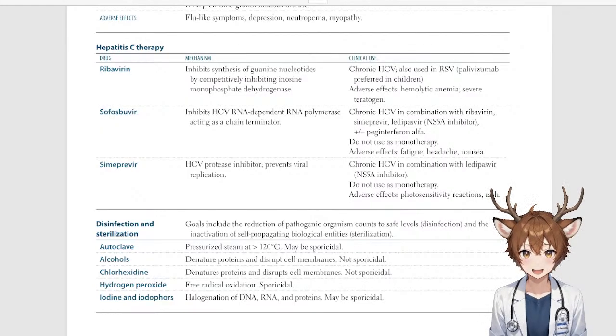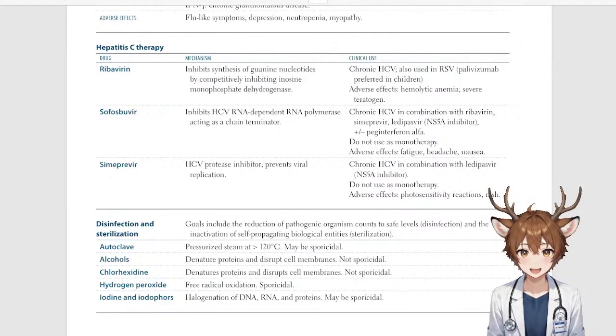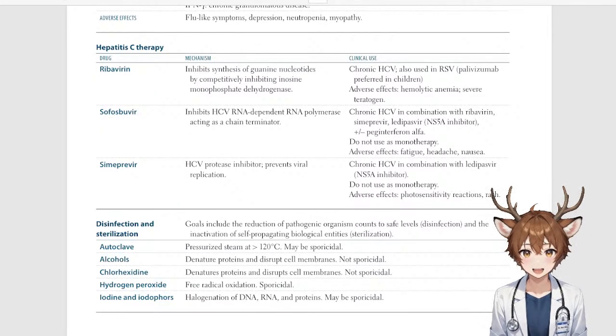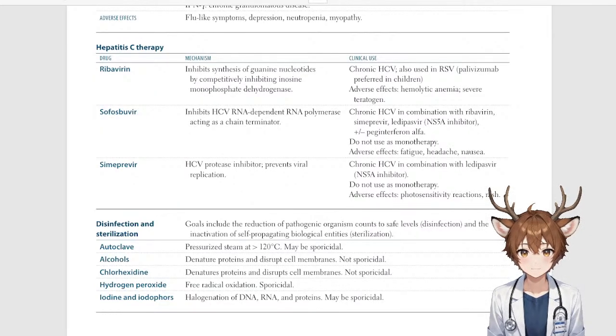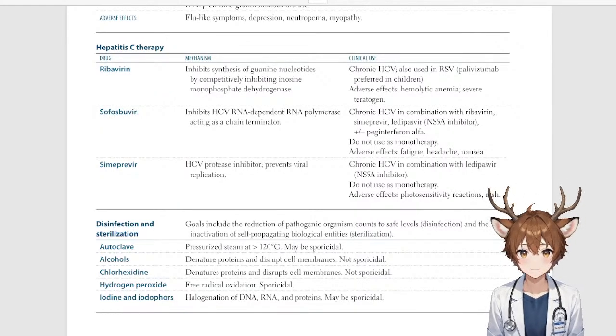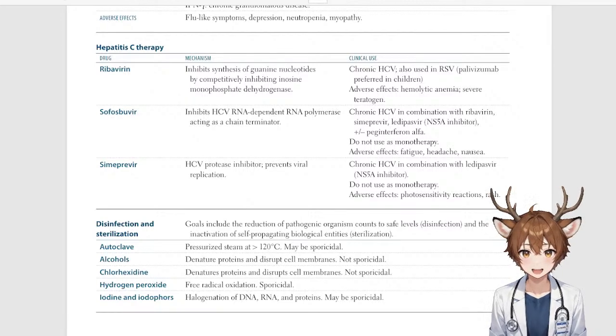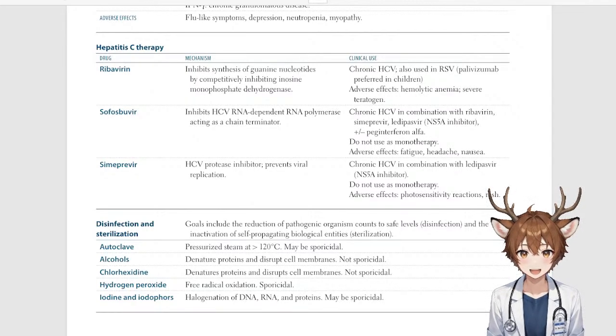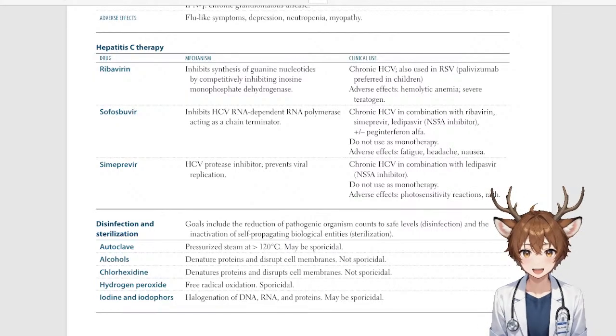So the NS5A inhibitors: elbasvir, ledipasvir, pibrentasvir, and velpatasvir. These asvirs are the NS5A inhibitors. What do they do? They inhibit NS5A, a viral phosphoprotein that plays a key role in RNA replication. The exact mechanism is unknown. The toxicity is headache and diarrhea.